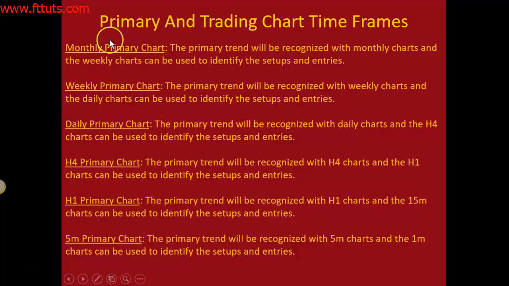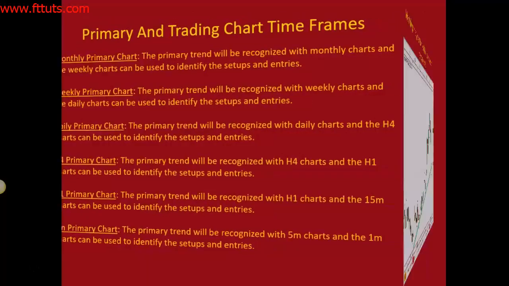Now basically I'm going to be using the daily primary chart and the 4-hour primary chart. I won't probably ever go this much lower to the hourly primary and the 5-minute primary and all that. So with the daily primary chart, the primary trend will be recognized with the daily charts, and the H4 chart can be used to identify the setups and entries. And then the same thing with your H4: you could use that as your primary trend, and you'll recognize your 1-hour chart as the setup and entries chart.